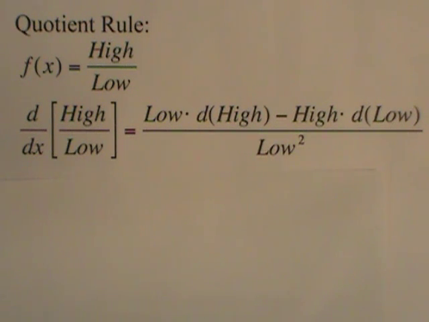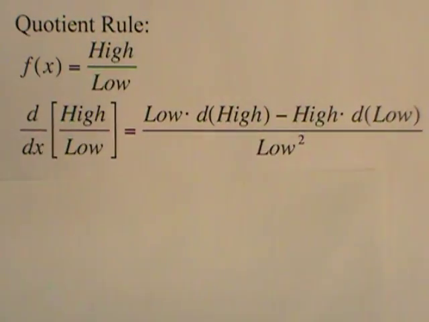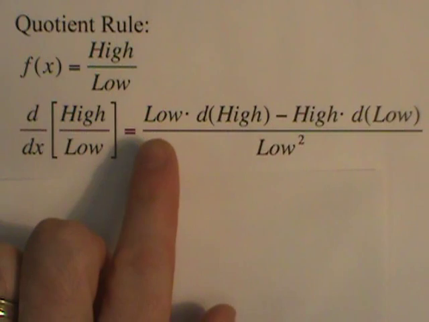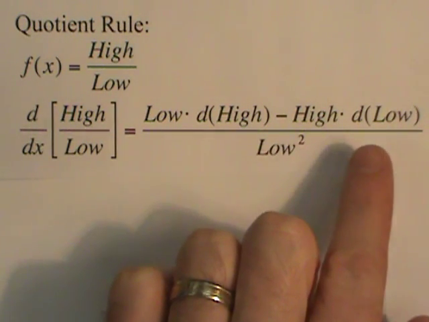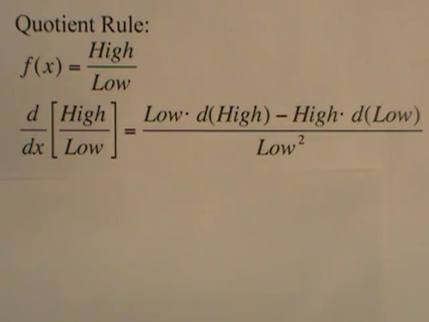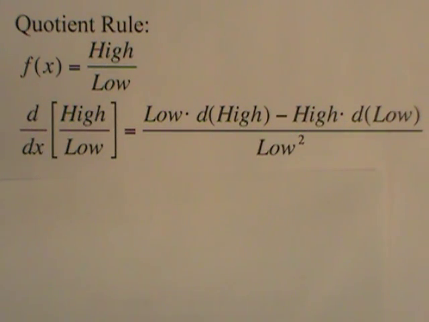Next on our rules for differentiation, we take a look at the quotient rule. Quotient rule says if you are dividing two expressions such as f of x equals high over low, where high would represent an expression and low would represent an expression, to take the derivative you would do low times the derivative of the high minus high times the derivative of the low, all over the denominator squared, or low squared. And so a lot of times we'll say low d high minus high d low over low squared.